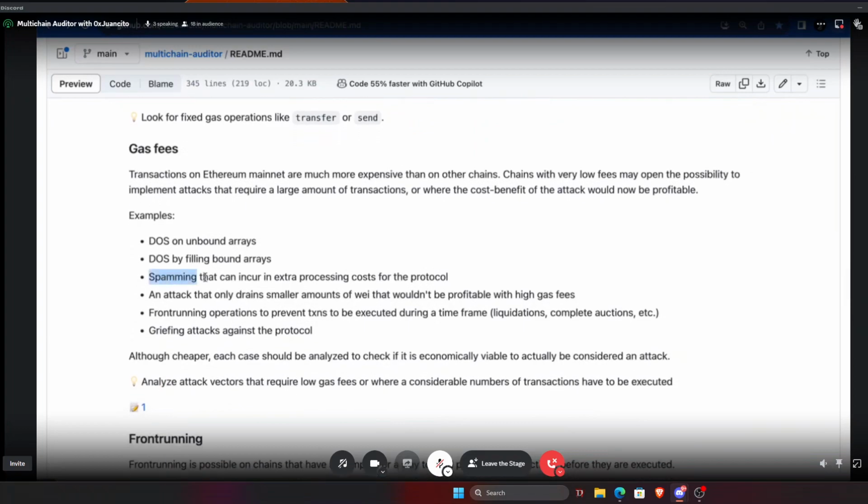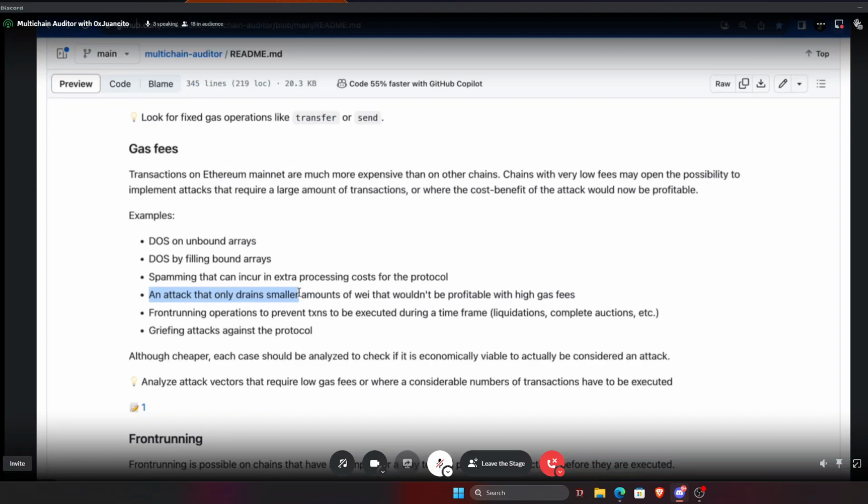Same thing with spamming. You can spam some function a lot of times. You can spam the events, so you can have a lot of events to mess up the protocol's events and processing, or even some specific function on the contract.